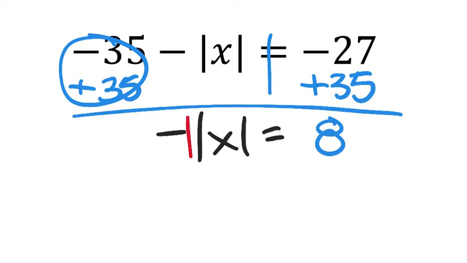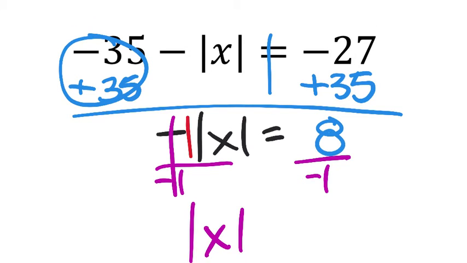But what we don't want to do at this point is distribute. Never distribute with absolute values. It's not that you can't, it's just that some special scenarios are going to change things up. Like this one. Let's divide both sides by negative 1 to make that a phantom positive 1. And we get an absolute value of x equals now negative 8.